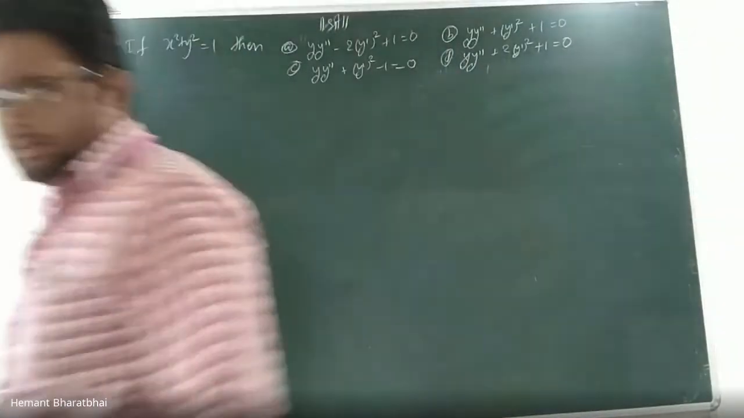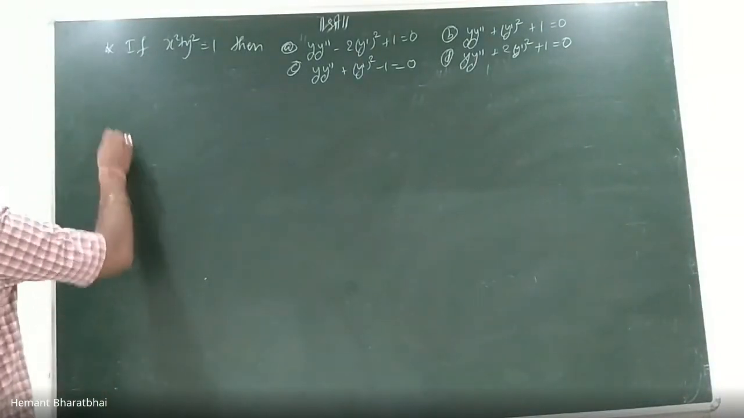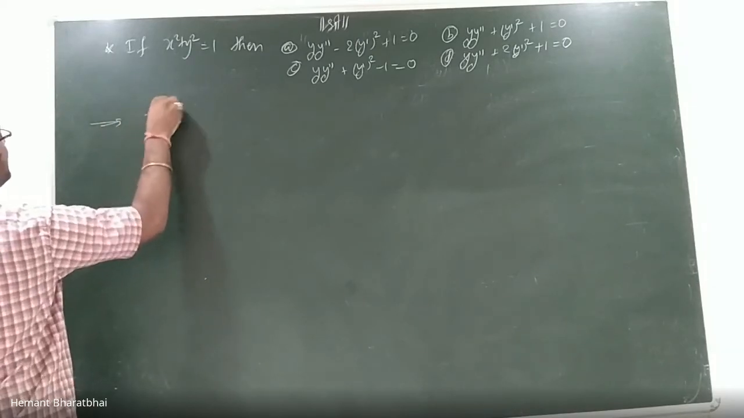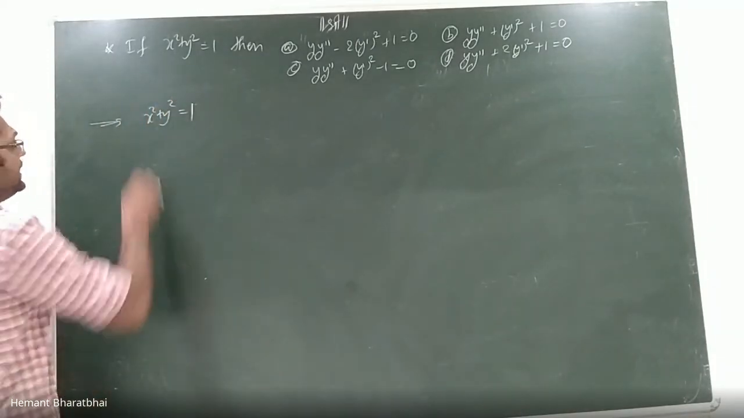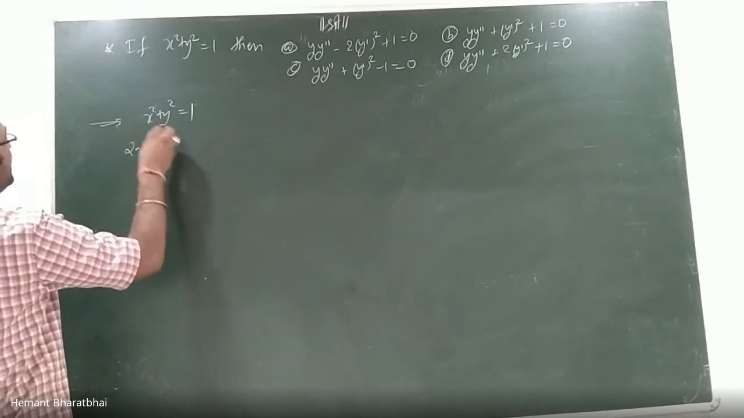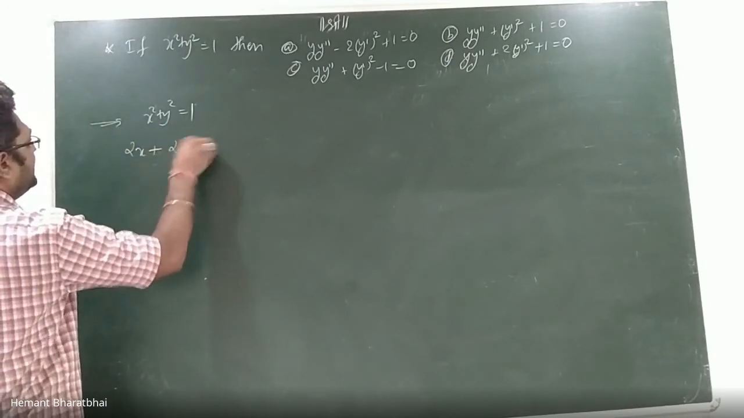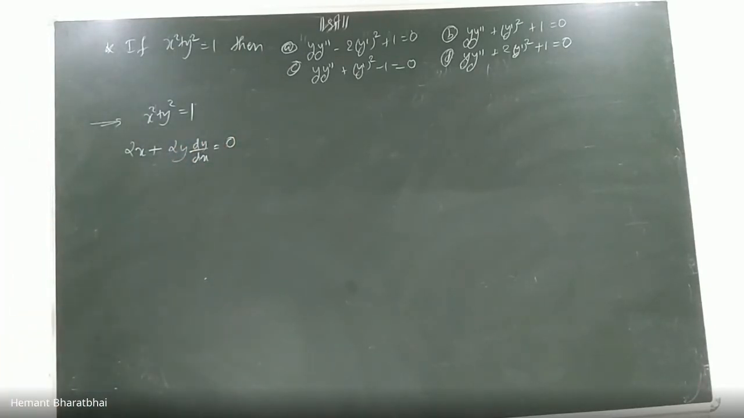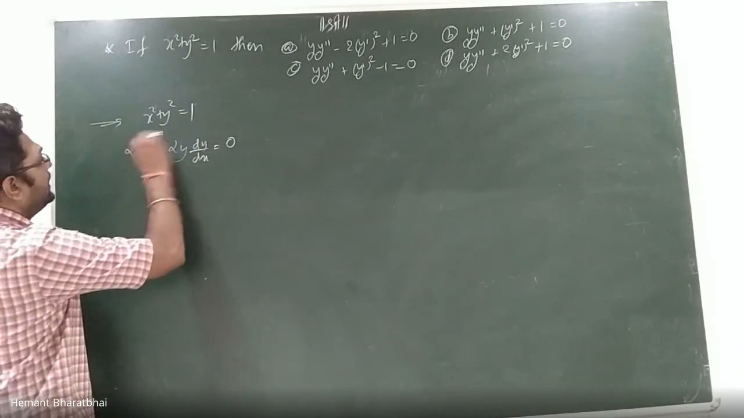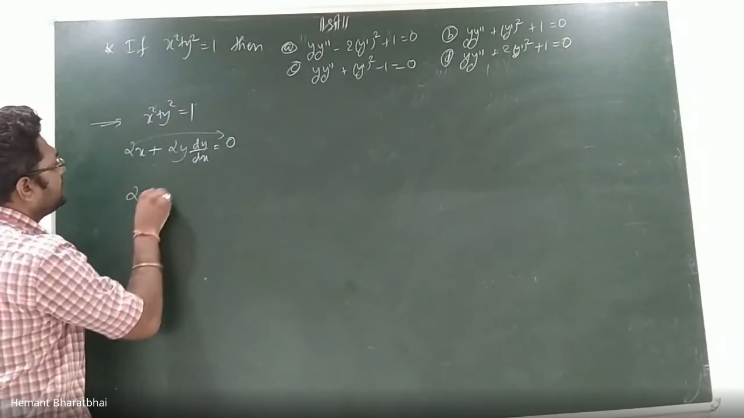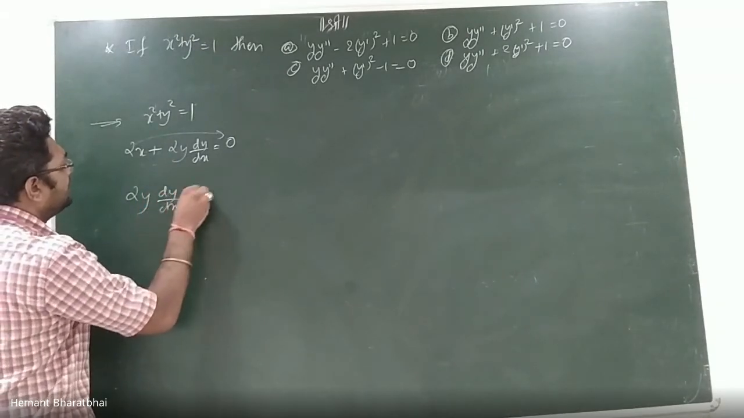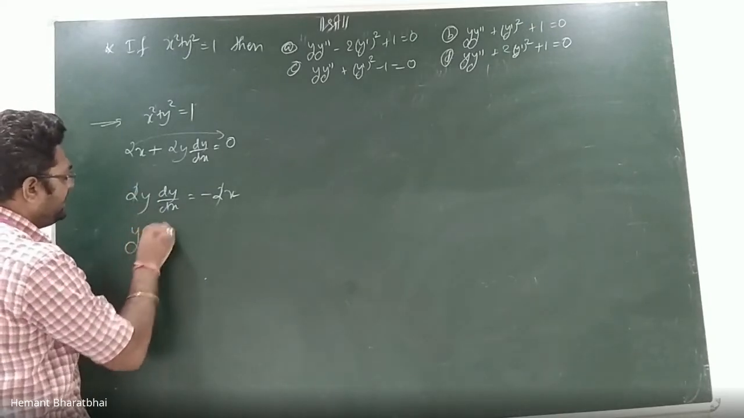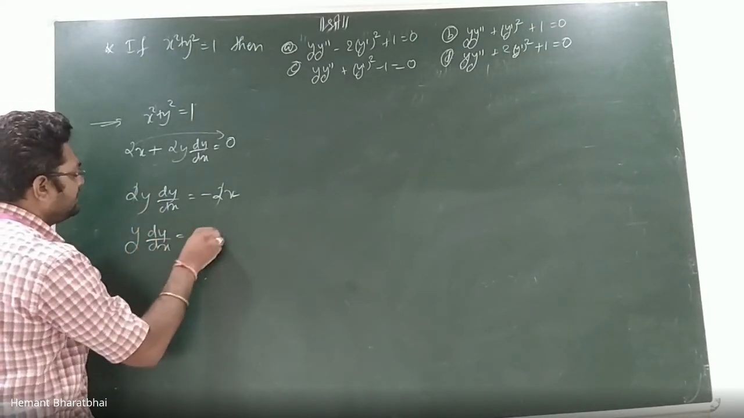Okay, so let's solve it. We have been given x square plus y square is equals to 1. When I take the derivative of x square, that will be 2x. Derivative of y square, that will be 2y dy by dx, equals to derivative of 1, which will be 0. So I take this term over there, therefore I get 2y dy by dx is equal to minus 2x. This 2 and this 2 get cancelled, therefore y into dy by dx is equal to minus x.